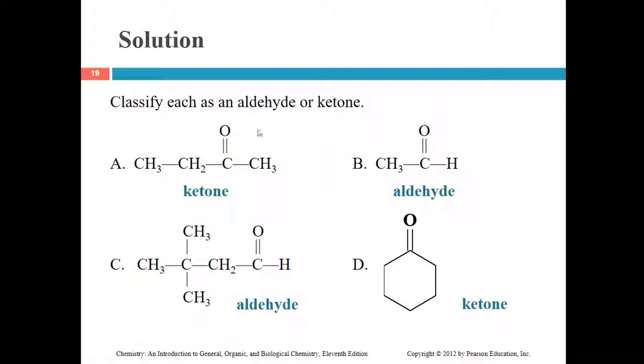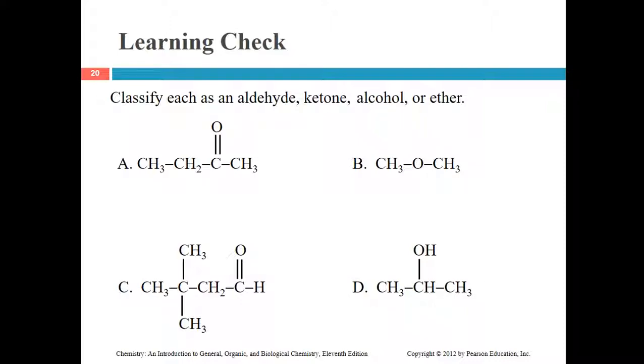Okay, so hopefully you figured out that A was a ketone. Why? Because this carbonyl group has a carbon chain on both sides. B, aldehyde. Why? Because this carbonyl group has a hydrogen on one side. C, this is an aldehyde. Why? Because this carbonyl group has a hydrogen on one side. D, here's the carbon of the carbonyl group, and on one side we have a carbon chain, and on the other side we have a carbon group. So it's a ketone.